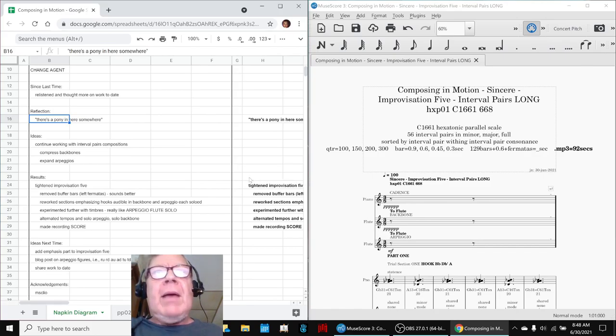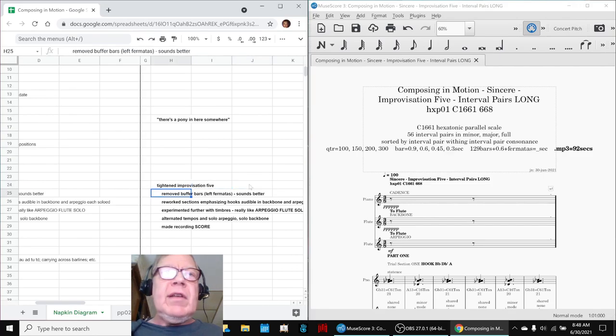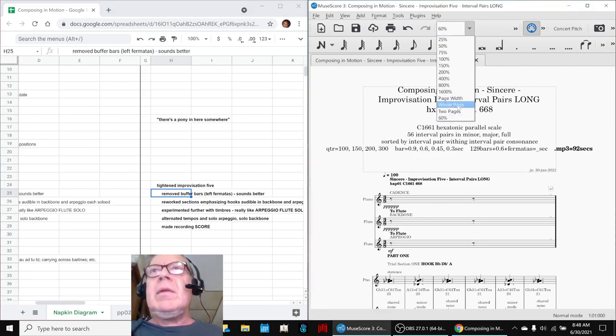And what ended up happening is we have finally tightened it up, reworked the sections, alternated the tempos, took turns soloing the backbone, soloing the arpeggios, until we have something that we're pretty happy with. So what we're going to do is play that for you now, and here we go.